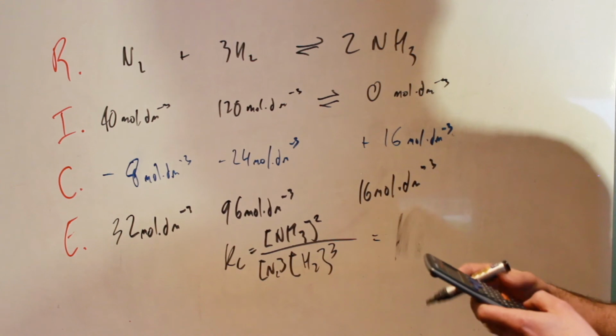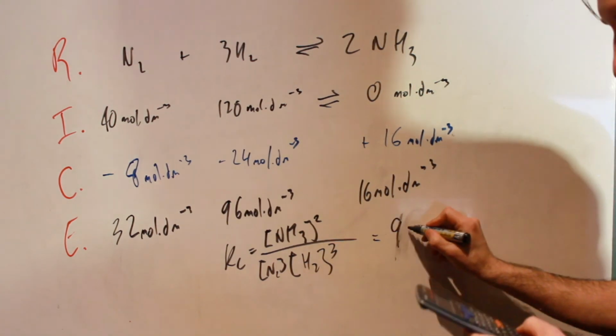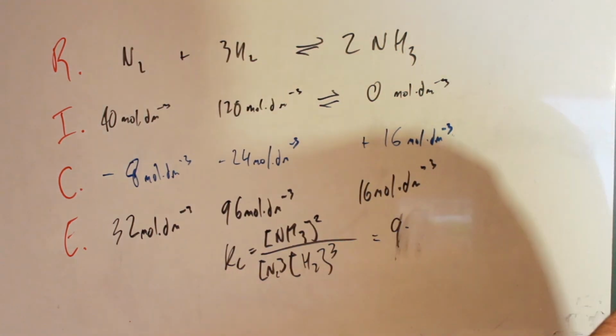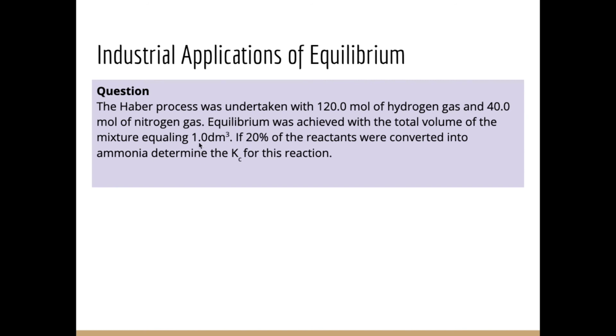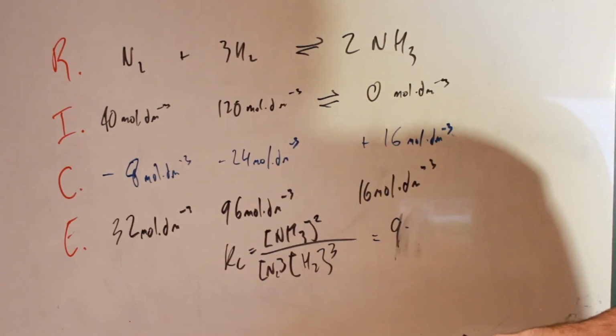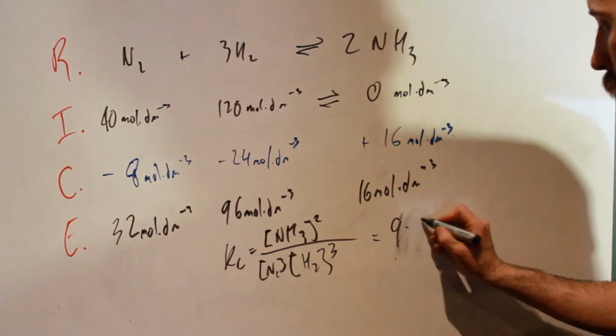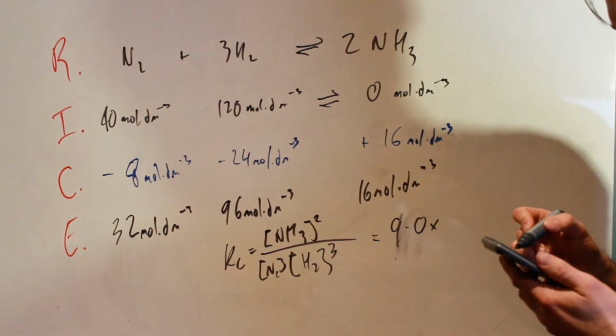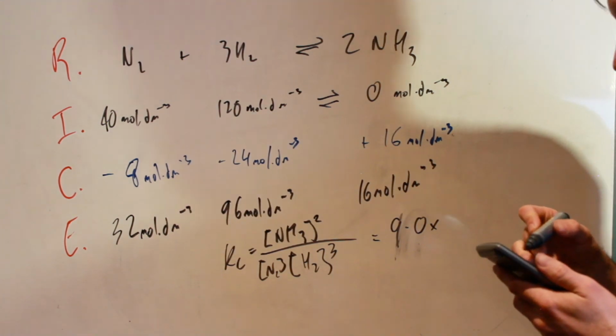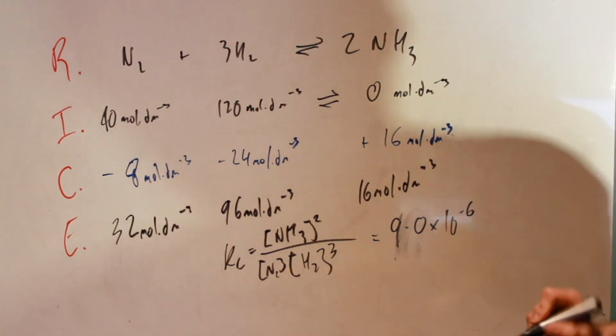And that gives me an answer of 9 point, well, how many significant figures? We've got 2 significant figures, 3, 3. So let's put this in 2 significant figures. So that's our least precise one. So it's going to be 9.0 times 10 to the minus 6.